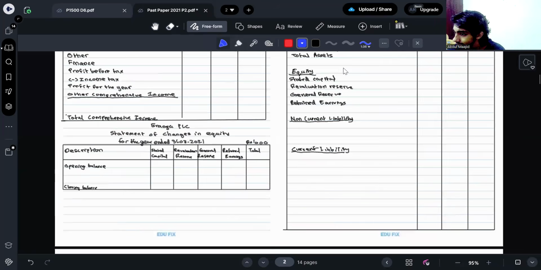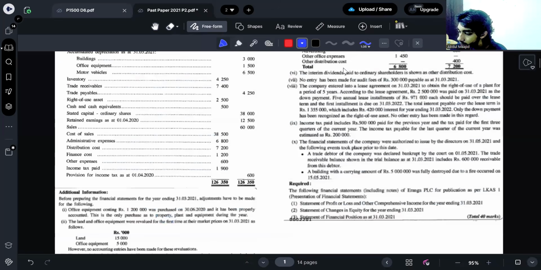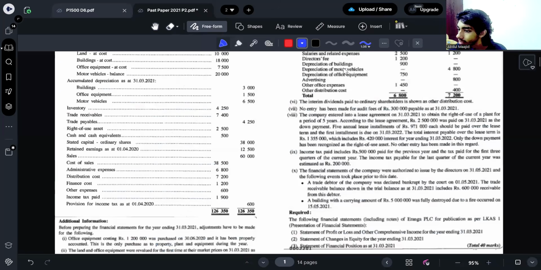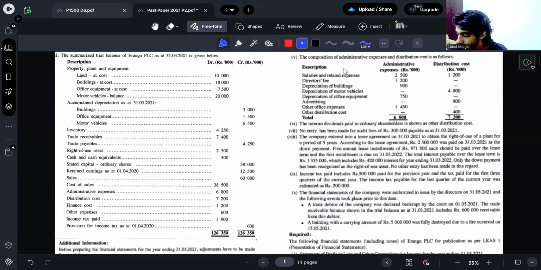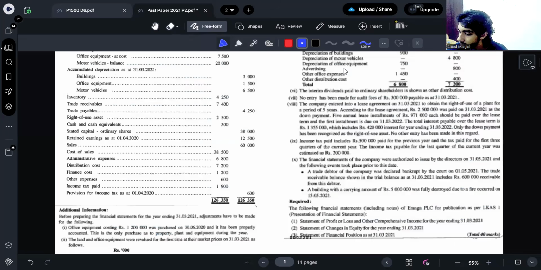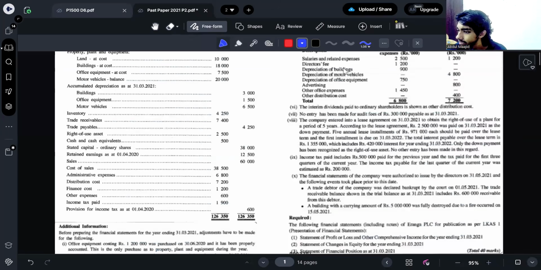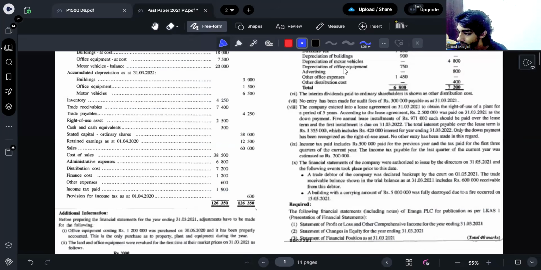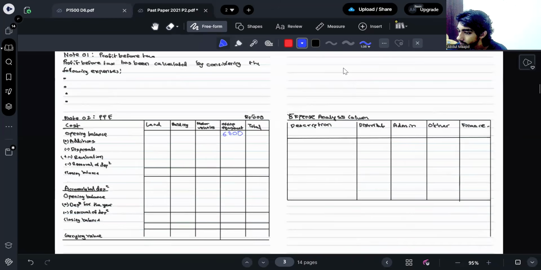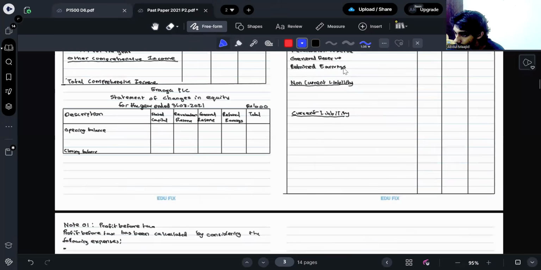6,300,000. Once again, how did I find it? Here they are saying this purchase of office equipment was recorded. So they have recorded a cost of 7,500. If you remove that purchase of 1,200,000, you can get 6,300 as the opening balance. Now we purchase 1,200,000 worth of office equipment, right? You can add it under addition. So you can say the acquisition.